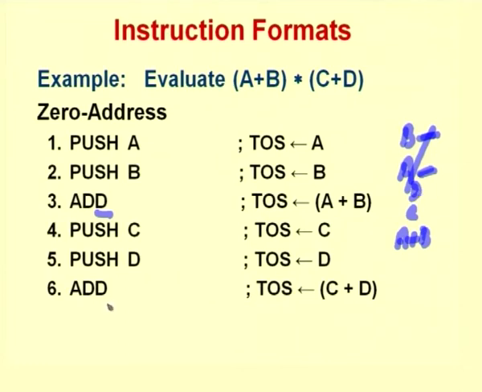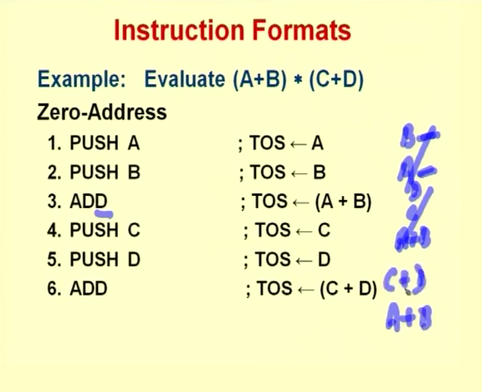Now, when I do add, what happens here? c plus d will be added, that is top of stack and top of stack minus 1. d is at top of stack, c is there in top of stack minus 1. So, both these are added and that value is stored back at the top of stack. So, what will happen now is, you will have a plus b here, and on top of that you will have c plus d that is stored.